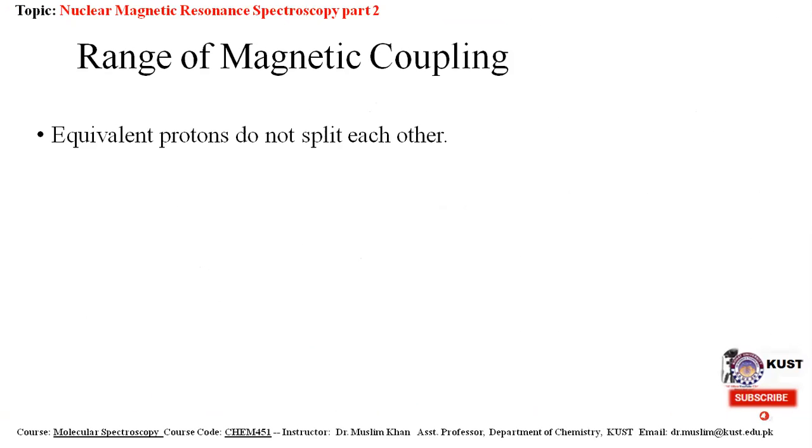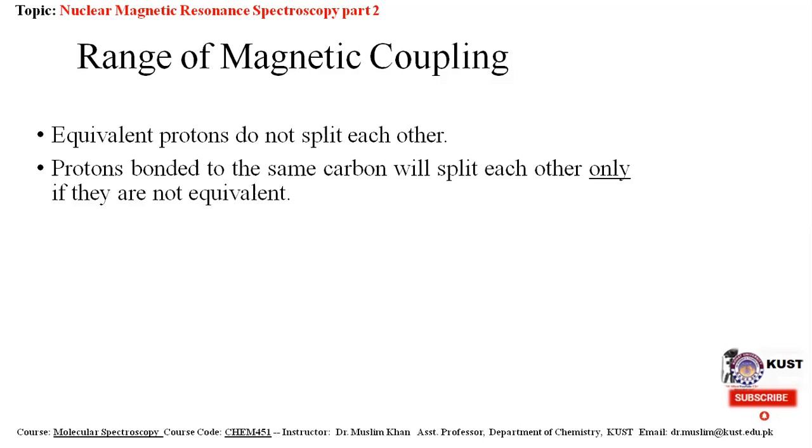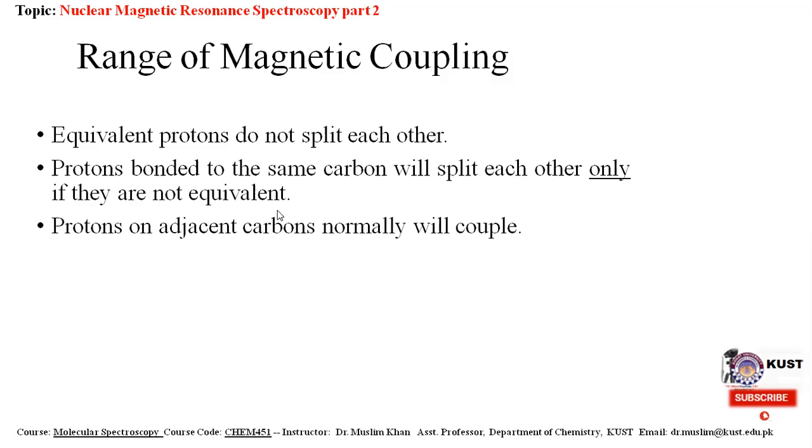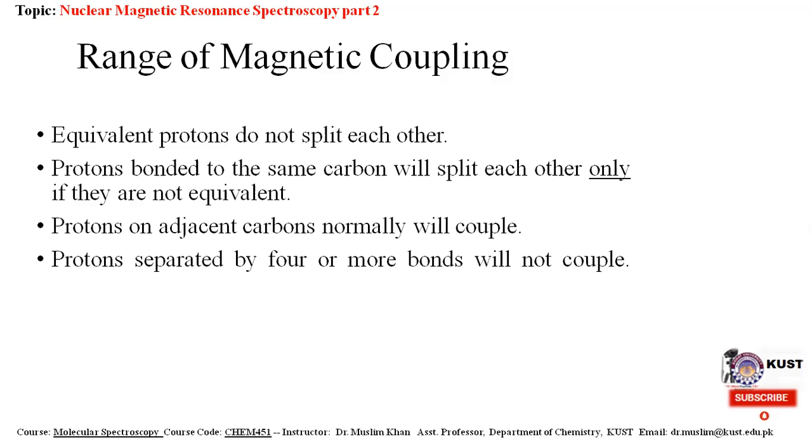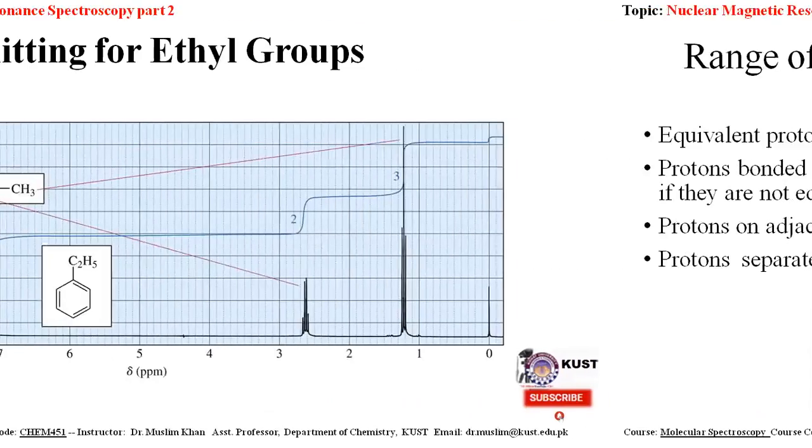Regarding the range of magnetic coupling, equivalent protons do not split each other. Protons bonded to the same carbon atom will split each other only if they are non-equivalent. Protons on adjacent carbons normally will couple, and protons separated by four or more bonds will not couple.